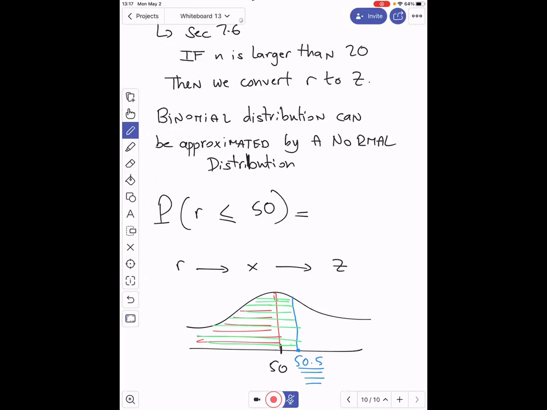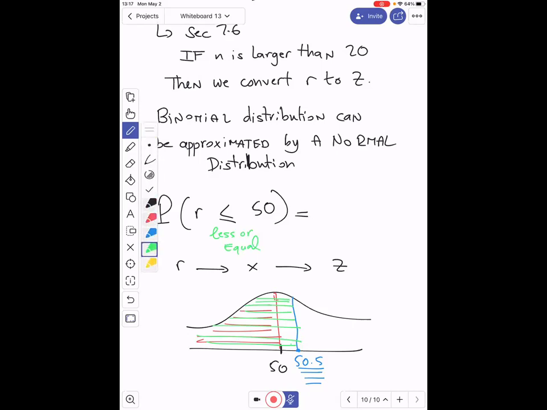Okay. So the border at 50 is not included in your probability. So to include the 50, you need to go a little bit to the right. Okay. To the 50.5, to the right by 0.5. So then you can include the 50. You want to include the 50 because this is R less or equal to 50, right? So you want to include this 50.